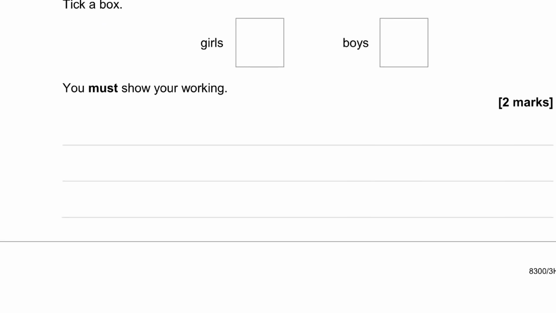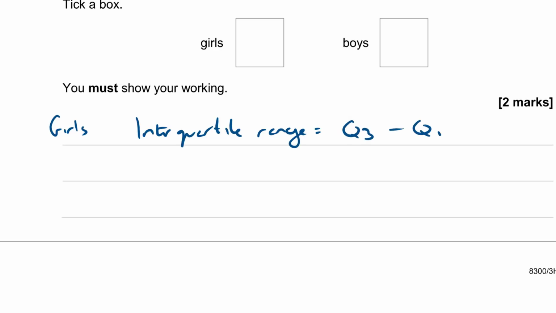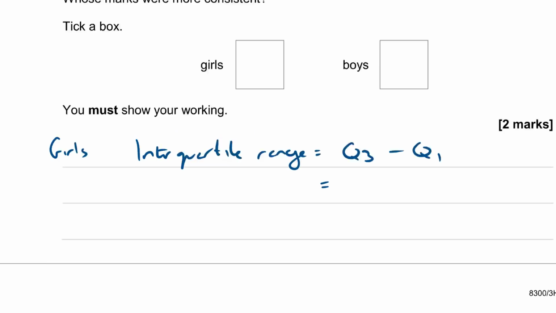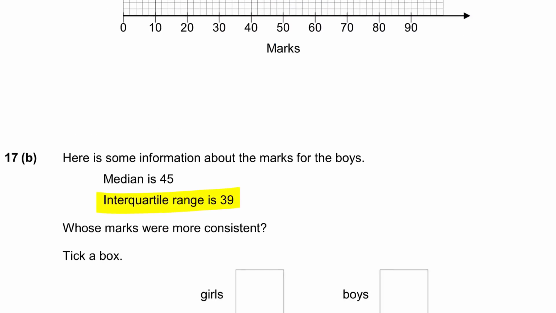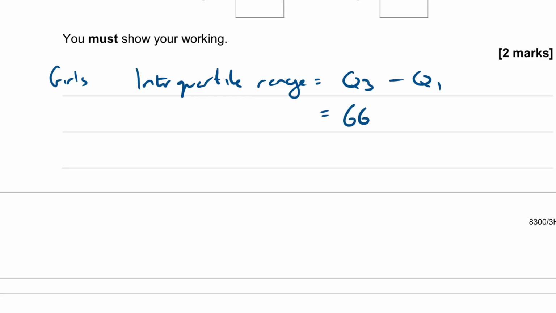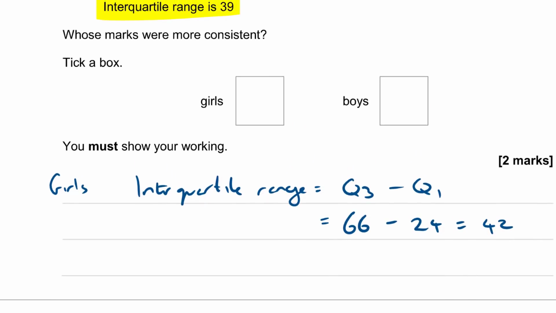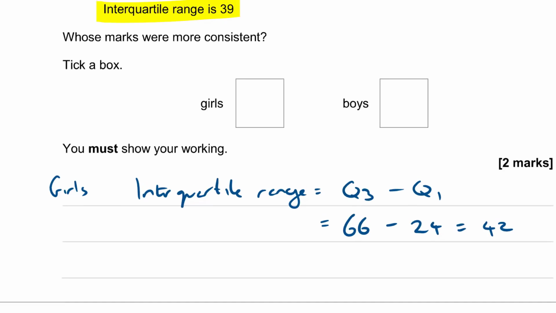So for the girls, the interquartile range is going to be the Q3 subtract the Q1, which is 66 minus 24, which gives us an interquartile range of 42. Now compare that to the boys, which has an interquartile range of 39.